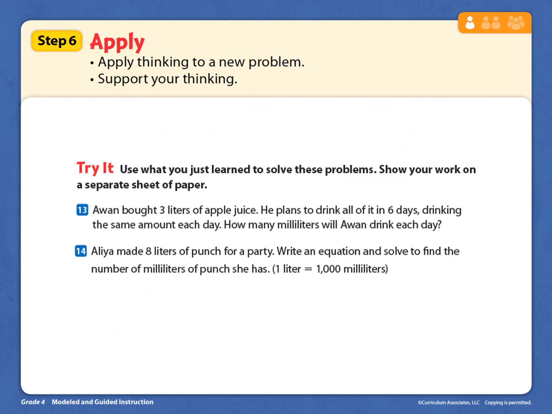Apply your thinking. Here are 2 more additional problems that will help practice the same skill that you just worked on. So number 13, Awan bought 3 liters of apple juice. He plans to drink all of it in 6 days, drinking the same amount each day. How many milliliters will Awan drink each day?